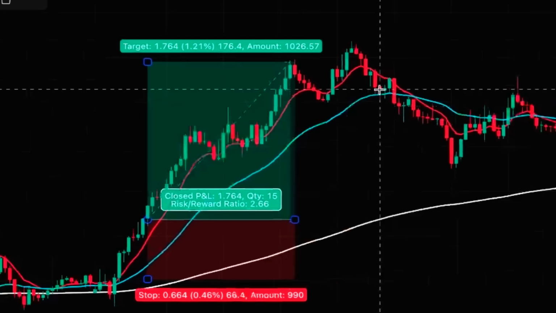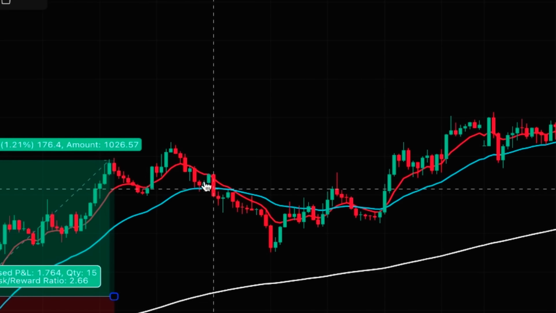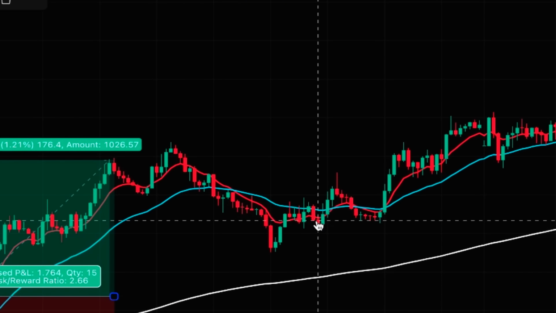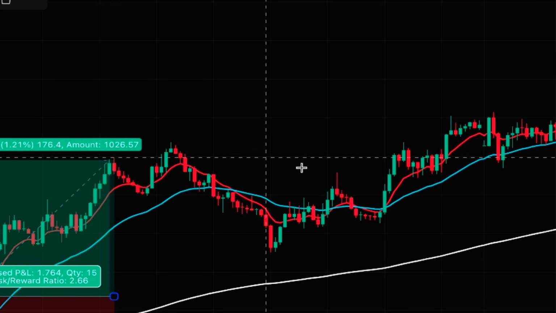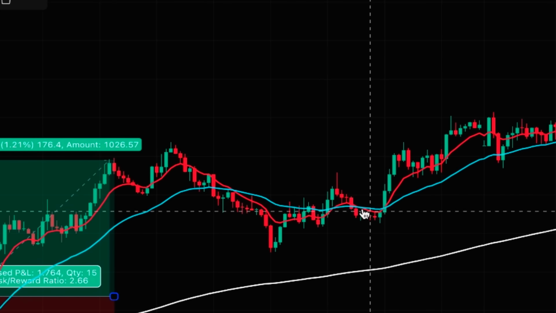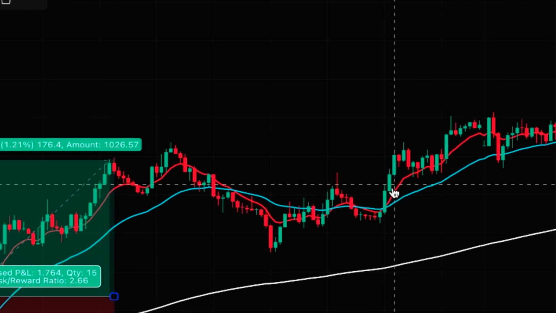Moving on the chart, here you can see that again the red line went below the blue line, and here it closed back above the blue line as you can see. But before having the price closing above the previous swing high, again you can see that the red line went below the blue line, and here it closed back above the blue line as you can see.